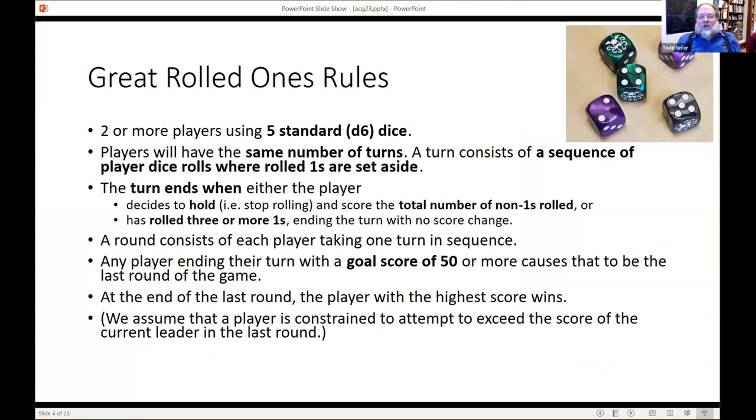At the beginning of a turn, a player will roll 5 dice, and any ones that are rolled are set aside, and any non-ones are added to the player's turn total. The turn ends when either the player decides to hold, that is to stop rolling, or they have rolled 3 or more ones during their turn. In that event, they end the turn with no score change. A round consists of each player taking 1 turn in sequence. When any player ends their turn with a score of 50 or more, that triggers the last round of the game. At the end of the last round, the player with the highest score wins.